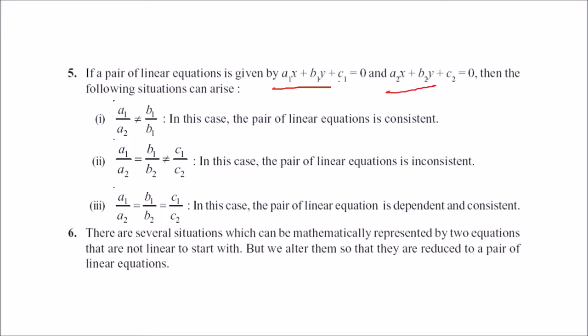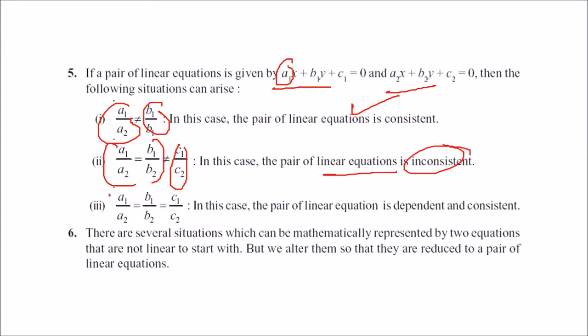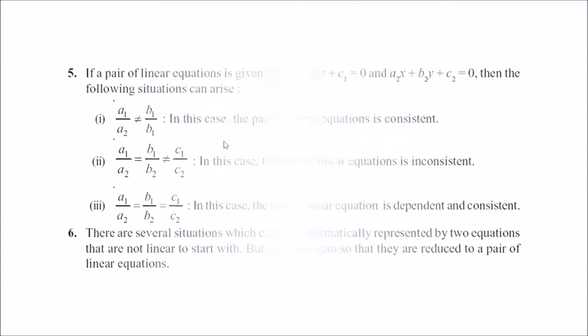If for these two equations a1 by a2 is not equal to b1 by b2, then we say that the pair of linear equations is consistent. If a1 by a2 is equal to b1 by b2, but they are not equal to c1 by c2, this pair of linear equations is inconsistent. If a1 by a2, b1 by b2, and c1 by c2 are all equal, we say the linear equations are dependent and consistent. So there are various applications where this can be used. So this is all about your pair of linear equations in two variables.